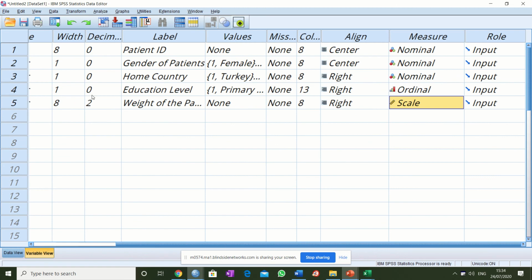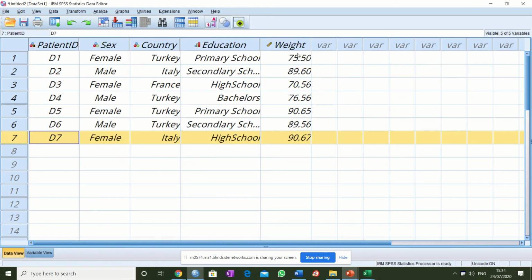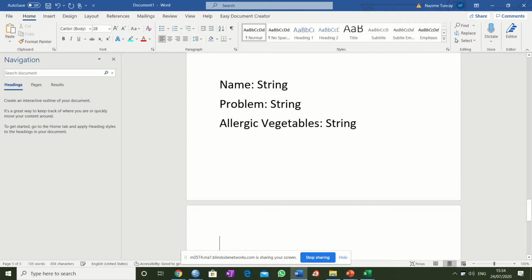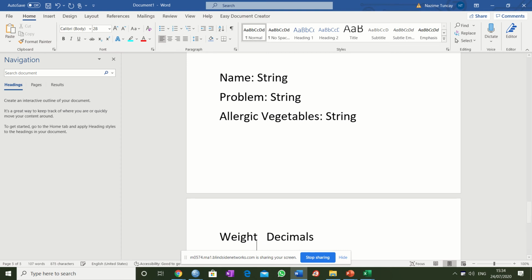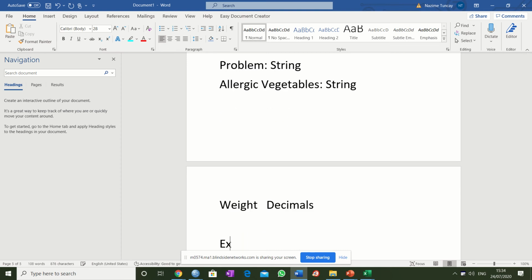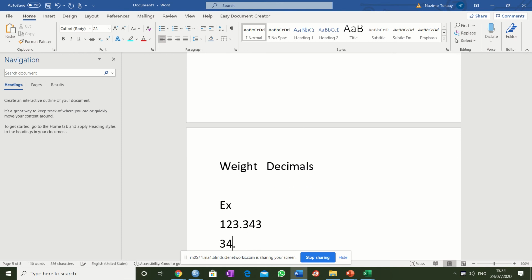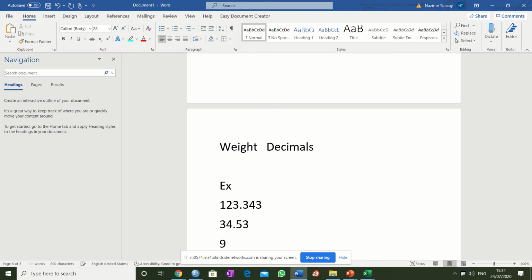So here, do I need 8 digits? Let us think about what this 8 means. I'm going to write here: weight. I am going to upload this document in the module section. Weight and decimals, let us talk about these decimals. So, weight examples. Let us see how we should define these ones.